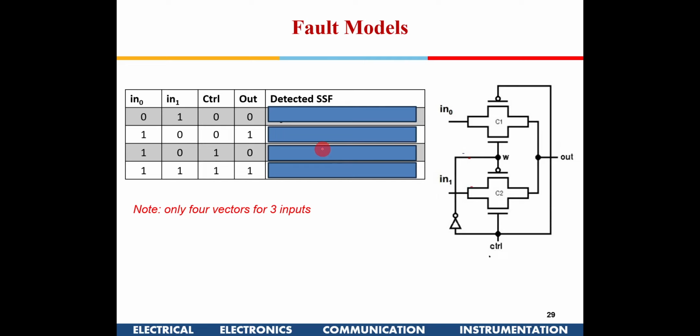Now, for example, suppose I have an input as 0. There are two inputs. This is the mux. Two inputs are given here. The control here is also 0, and the output is also 0. Suppose these are the three inputs and this is the output. If I am getting a 0, then what are the faults which get covered?